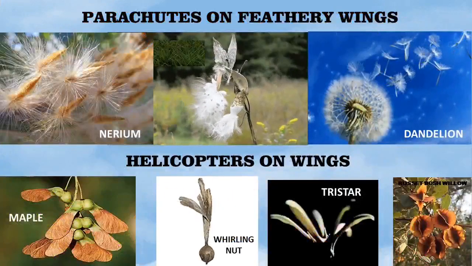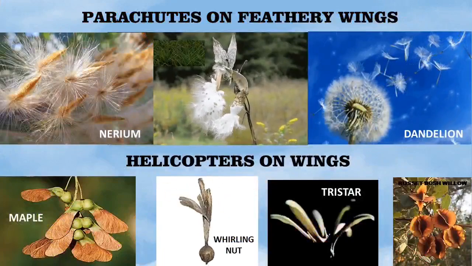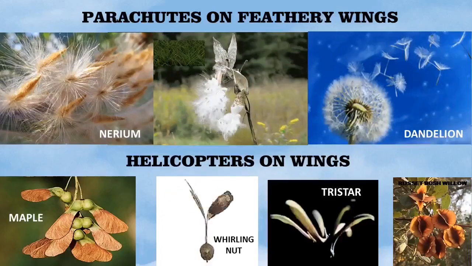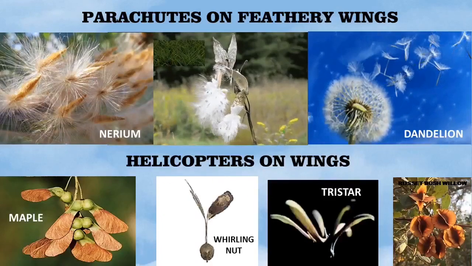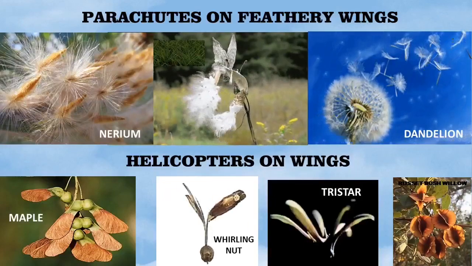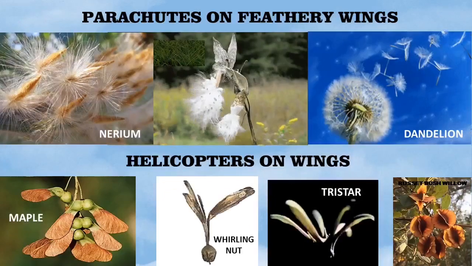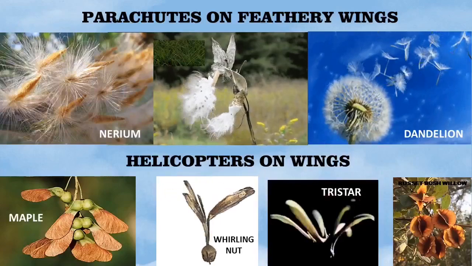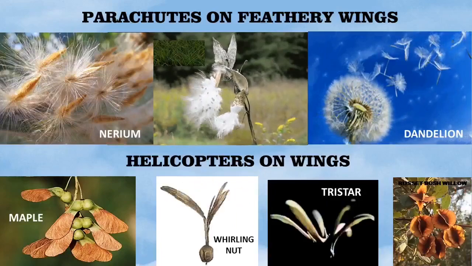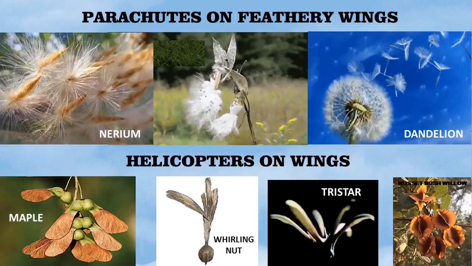Some seeds, like seeds of nerium, dandelion, are lightweight and may have a hairy, weightless parachute-like structure to keep them afloat and are suited to dispersal by wind. Some seeds, like maple, whirling nut, tristar, russet bush willow, have wing-like structures which revolve like a helicopter and allow them to be carried by the wind.